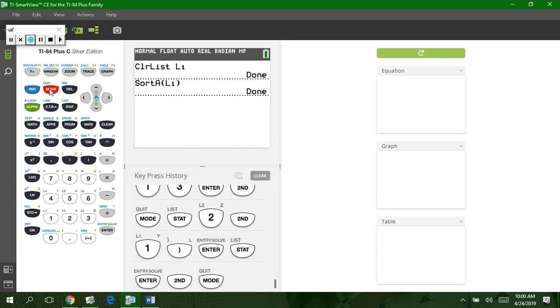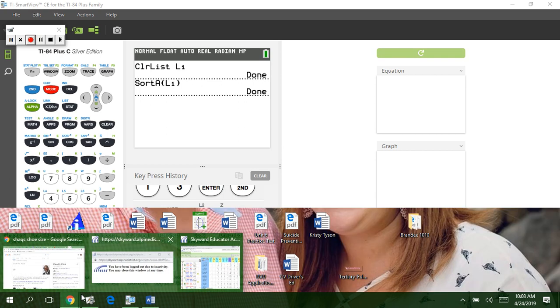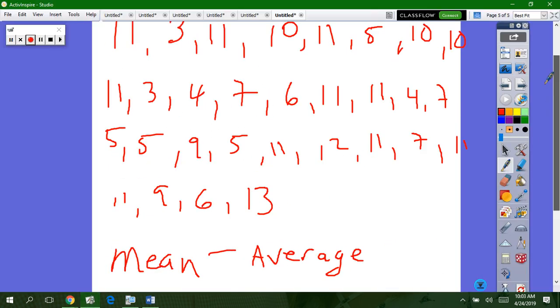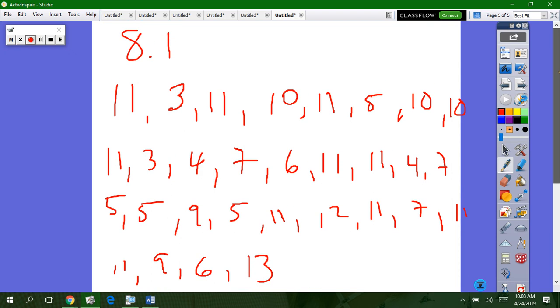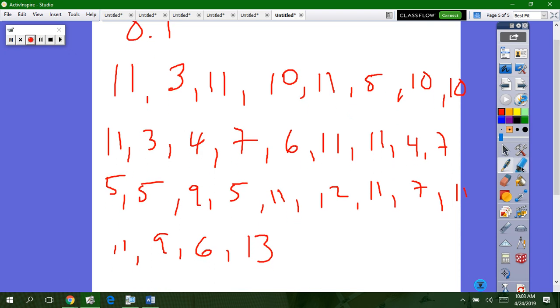Mode you can't do on a calculator, not unless Jazz's does it. I don't know. I know ours doesn't if you have a TI. Okay. So let's quickly look at our data and just pick which one has the most really quick. I think 11 happens. Let's count that just to make sure though. 11. 1, 2, 3, 4, 5, 6, 7, 8, 9, 10. 10 out of our 30 was an 11.